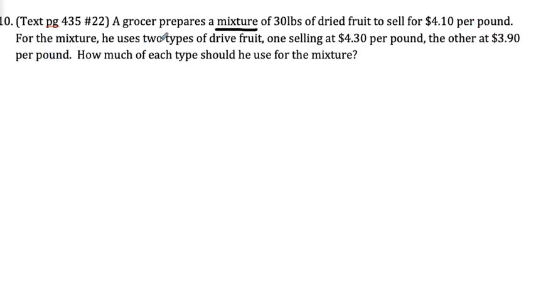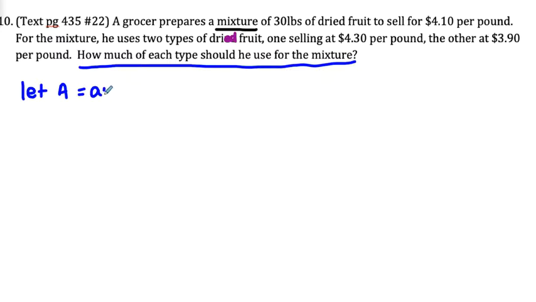For the mixture, he uses two types of this should say dried fruit, one selling at $4.30 per pound, the other at $3.90 per pound. How much of each type should he use for his mixture? Okay, so once again, our variables, there will be two if it's a system of linear equations, and it comes directly from the question. So there were two types of fruit, so I'm going to let A equal the amount of the first fruit. And that means the number of pounds of the first fruit. And B is going to be the amount of the second fruit.